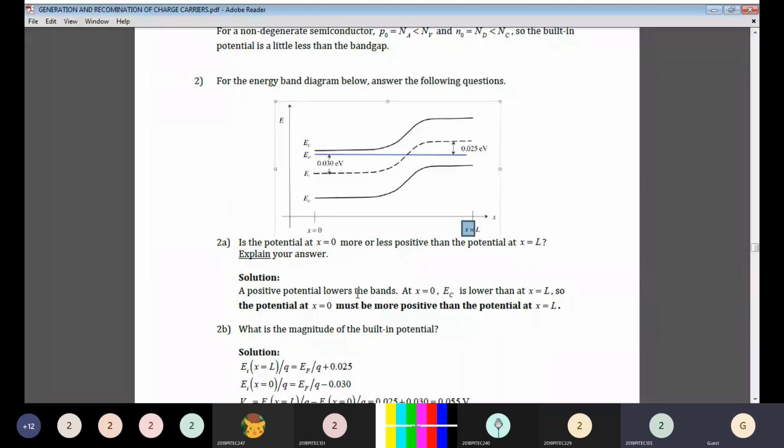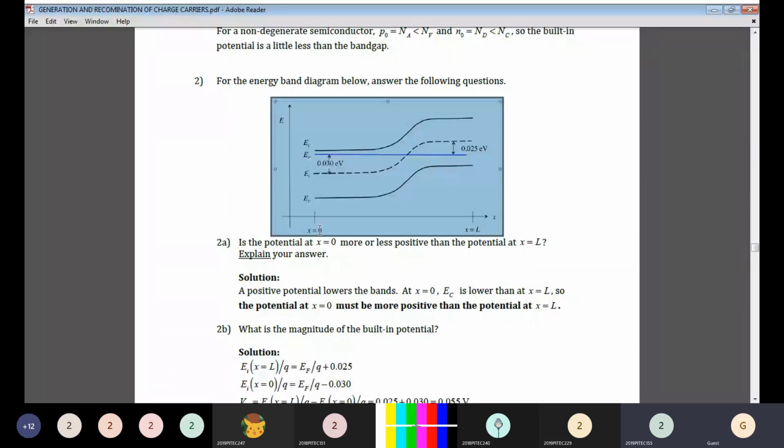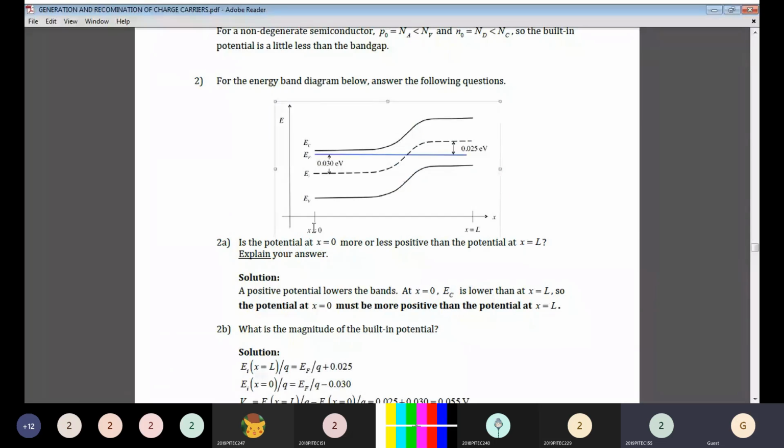So a positive potential over the band at x equal to 0, E_C is lower than at x equal to L. So the potential at x equal to 0 must be more positive than the potential at x equal to L, because at the lower band at x equal to 0, the positive potential will occur, whereas at the higher level, x equal to L, the negative or lower potential will appear.